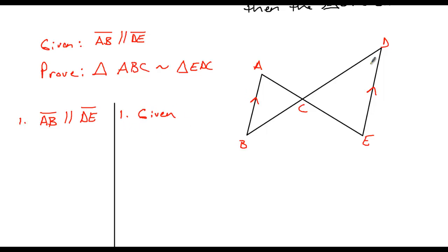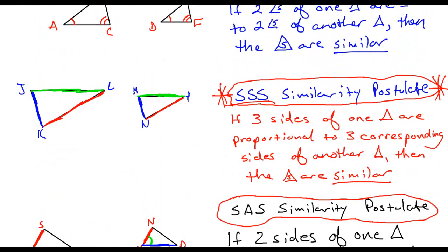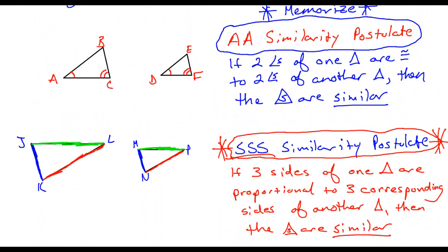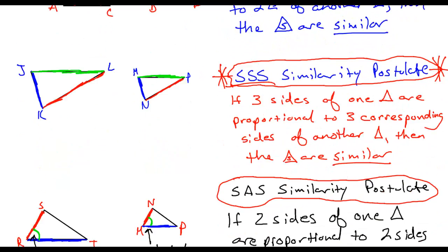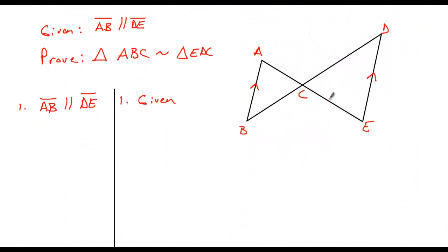So our first statement, number 1, the reason is given. I have that this line is parallel to this line. Right away, I'm thinking I want to prove these are similar, so I want to go for one of these: SAS, SSS, or AA. I look here, and right away I see that this angle is congruent to this angle. So I know that's true, so I'm going to write it down. Angle ACB is congruent to angle ECD. Well, why do I know that?